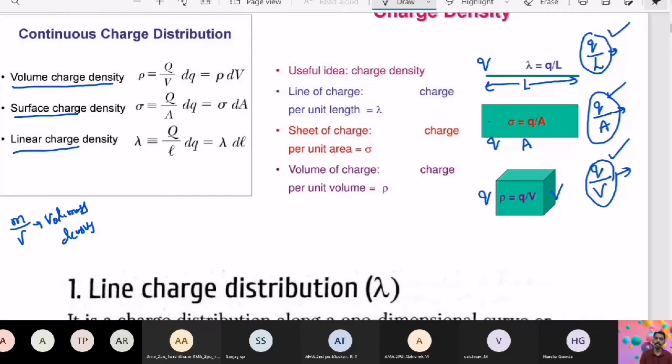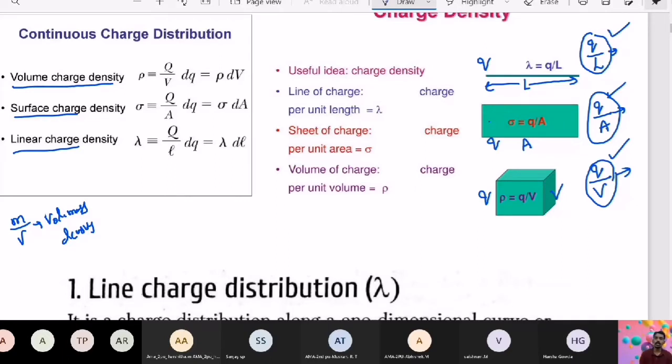There is also density in terms of area, and density in terms of length. We discussed it in first PU, in waves, and in Young's modulus. So density means you divide one quantity by either length, area, or volume. If you divide by length, it is linear density. If you divide by area, it is surface density. If you divide by volume, it is volume density. But whatever quantity you are dividing, that density it will become.